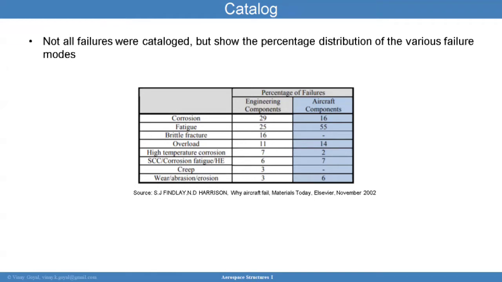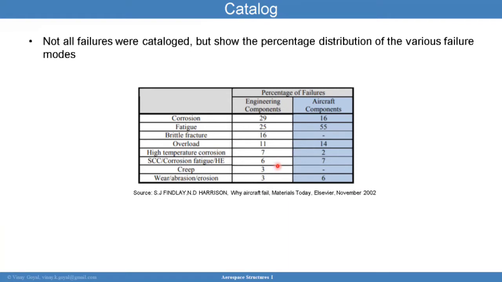Not all failure modes here were cataloged, but they show the percentage distribution of the failure modes that could occur. You have corrosion environments occurring for quite a significant portion here. You also have fatigue, brittle fracture, overload, and corrosion examples and creep examples.